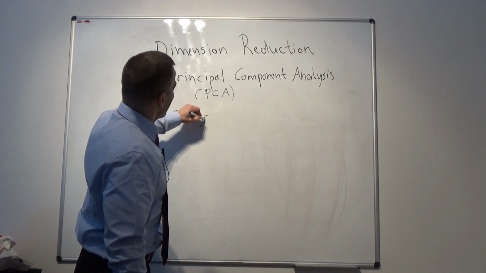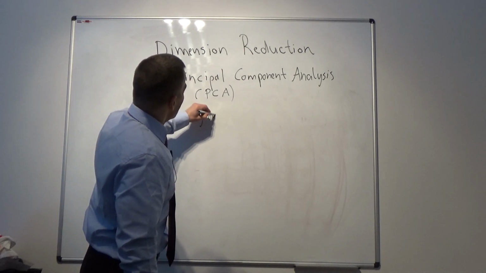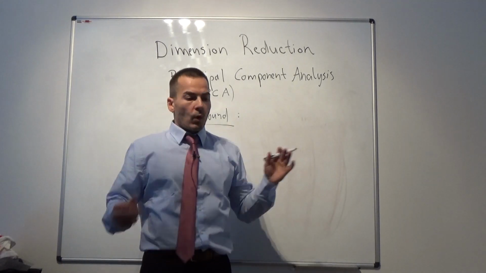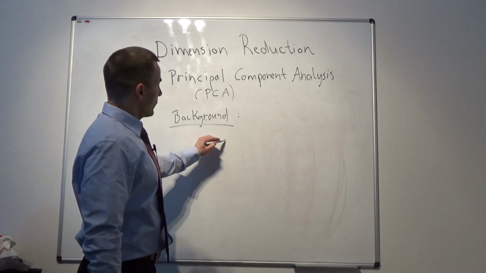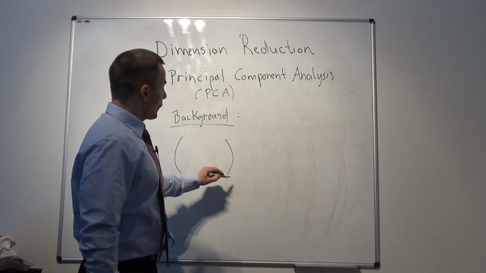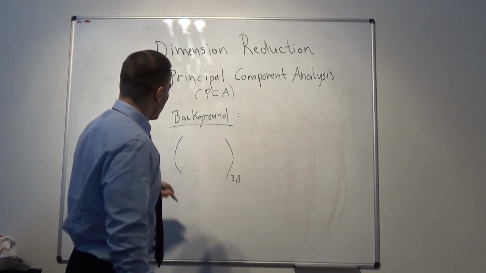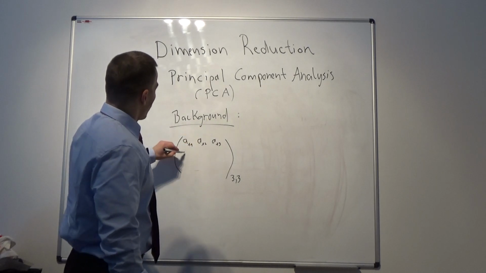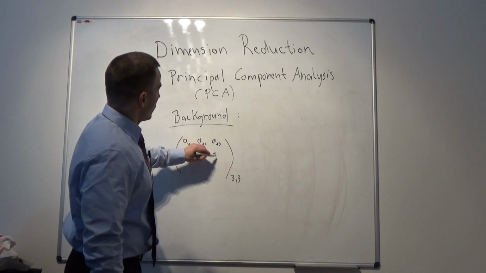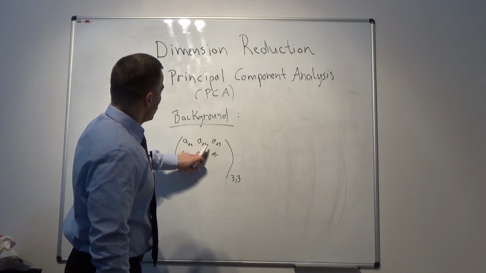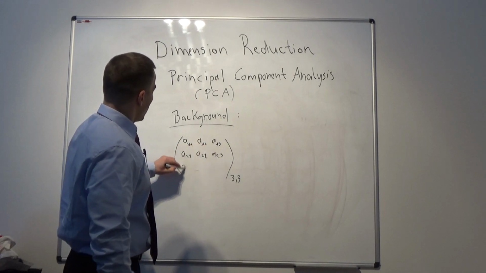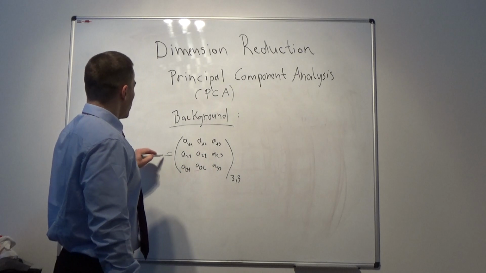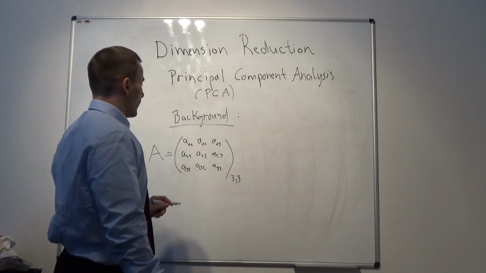As a background, we need to go back to high school, to matrix calculus or matrix algebra. What we know is, if we have a 3x3 matrix, let's call it A11, A12, A13, A21, A22, A23, and here in the last row we have A31, A32, and A33. So this is the matrix A, and it's a 3x3 matrix.